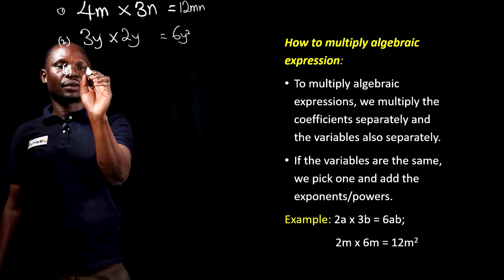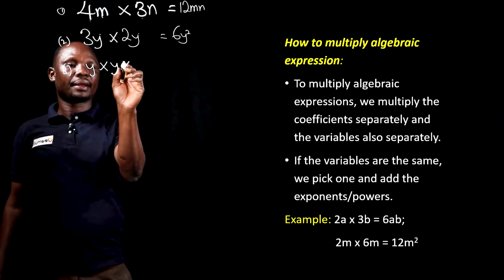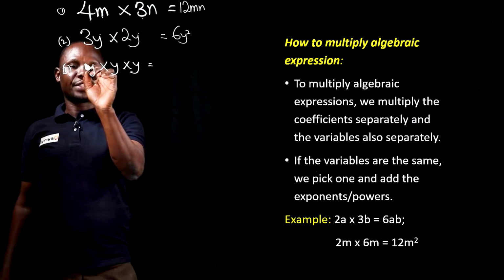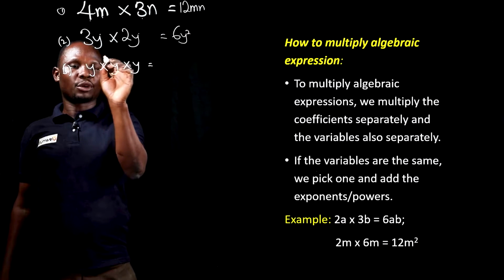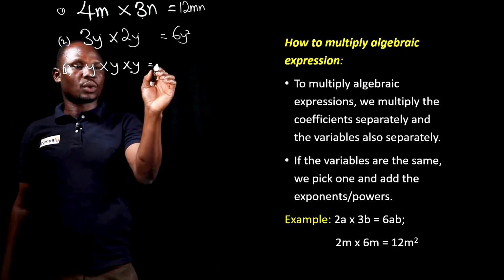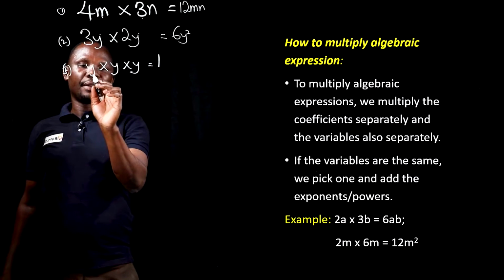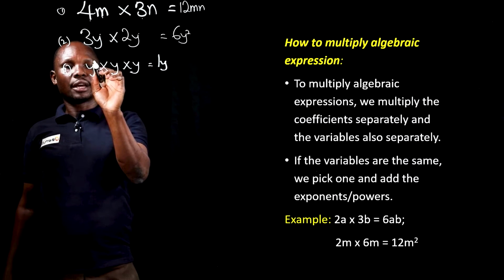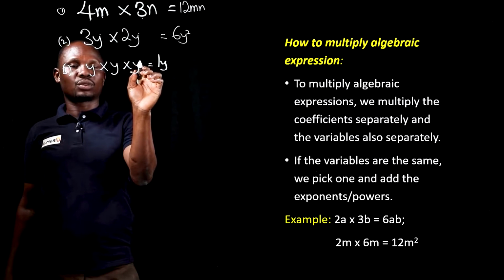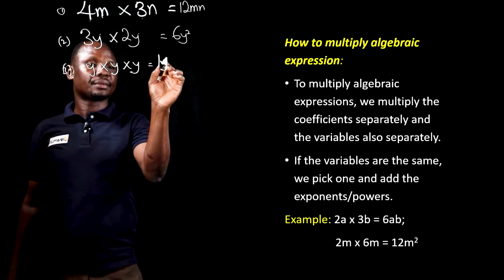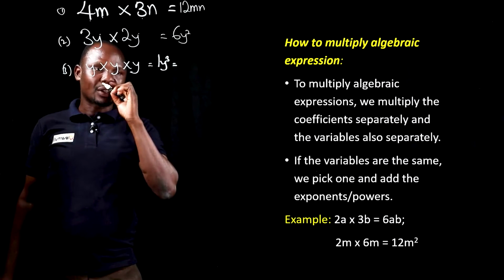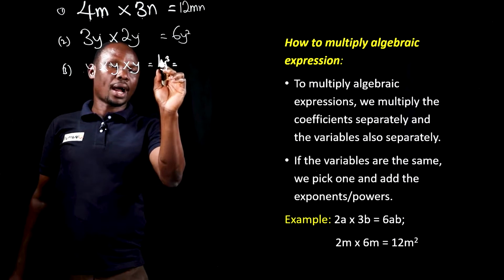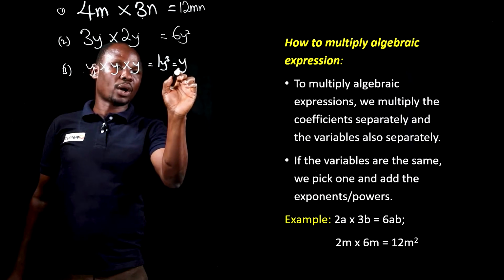So if we have y multiplied by y multiplied by y, in this case, the coefficient here is 1. So 1 multiplied by 1 gives us 1, multiplied by 1 gives us 1. Then the variables are the same, so we pick one, and then we add their exponents. The exponent here is 1, here is 1, and here is 1. So 1 plus 1, 2, plus 1, 3. But 1 multiplied by any number is the same as that number itself. So 1y to the power 3 is the same as y to the power 3.